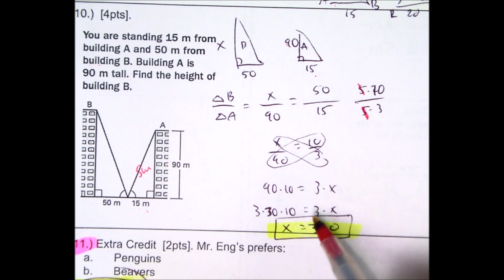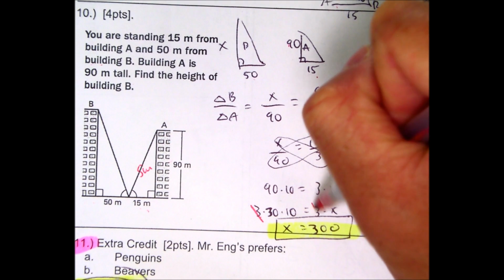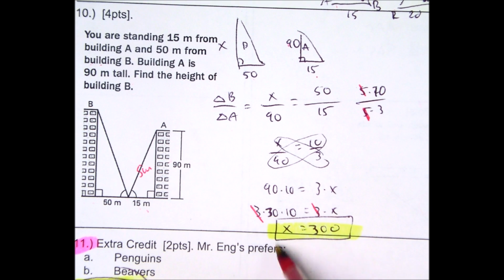I can cross multiply here. I get 3x equals 90 times 10. 90 is 3 times 30. Cancel out my 3s. 3 divided by 3 will cancel. You're left with x equal to 300.